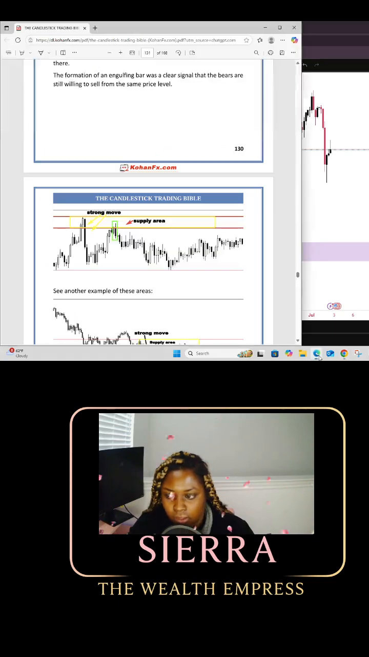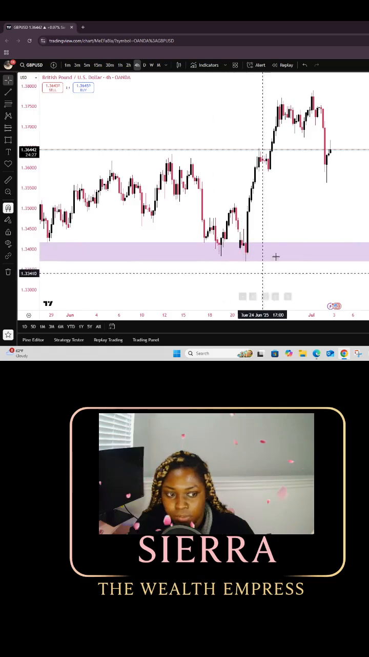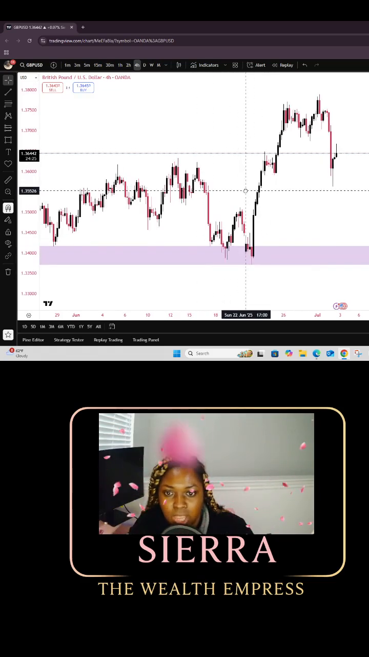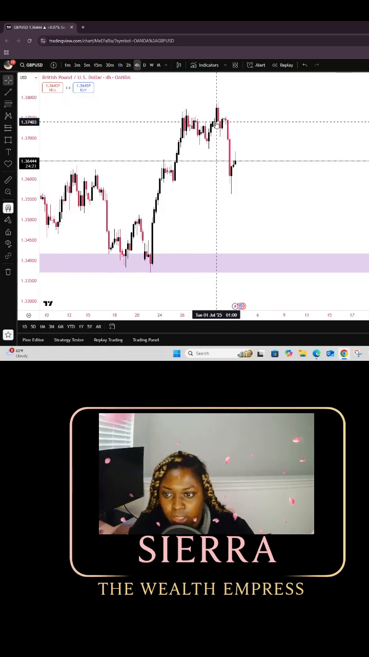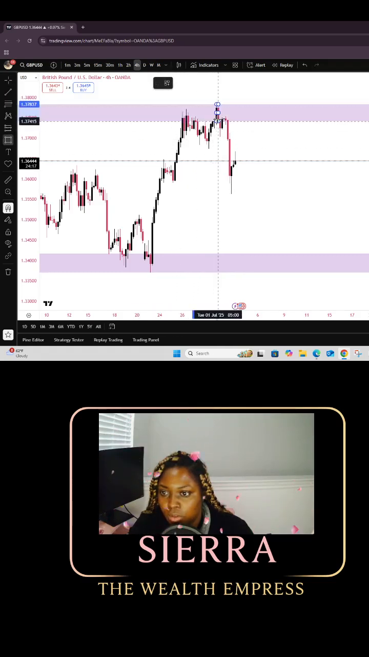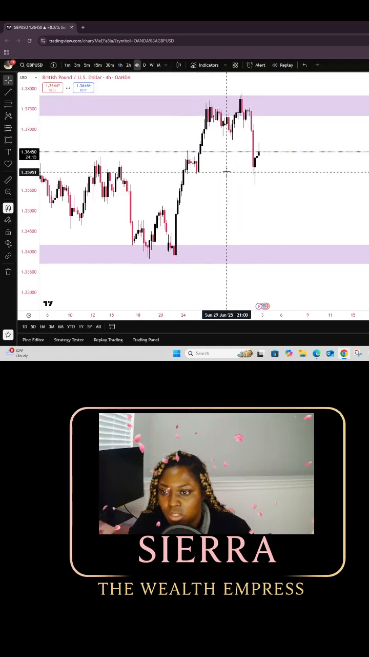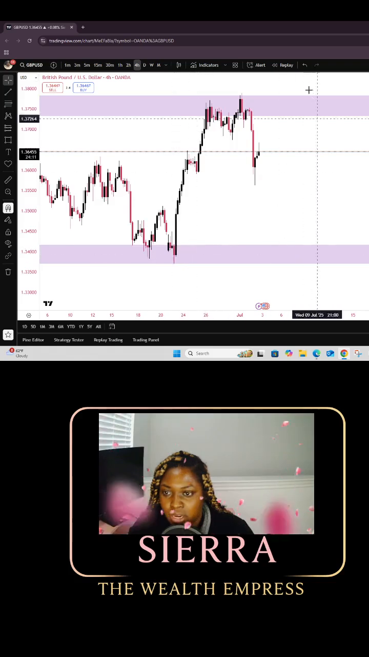When it's at the bottom, it's a demand, and when it's at the top, it's a supply area, okay? And then here, the last up move before this down move, this is the zone, okay? So demand and supply.